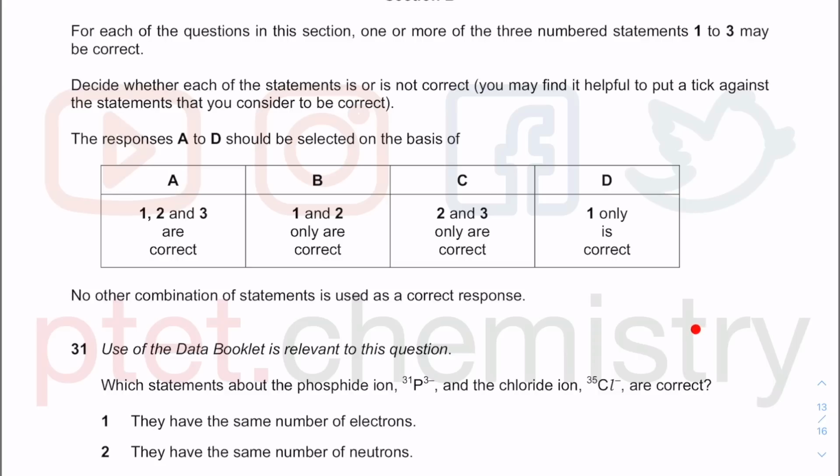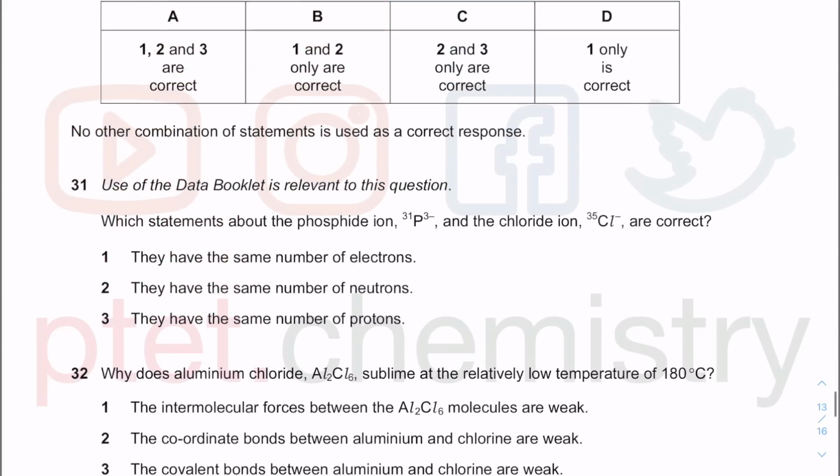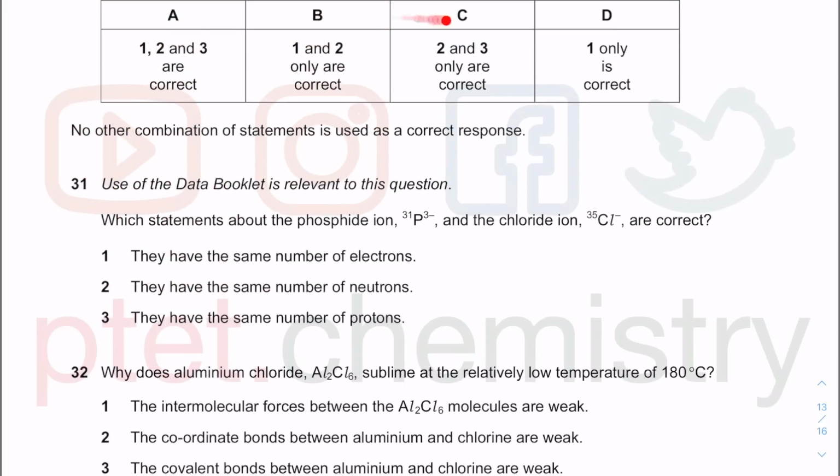You could have 5 questions of this type. There's no saying that it has to be the last 10 questions. It could be spread out over the rest of the paper. Could happen as well. All right. Anyway, we always check for statement number 2 based on the logic of these series of statements because no other combination of statements is used as a correct response.